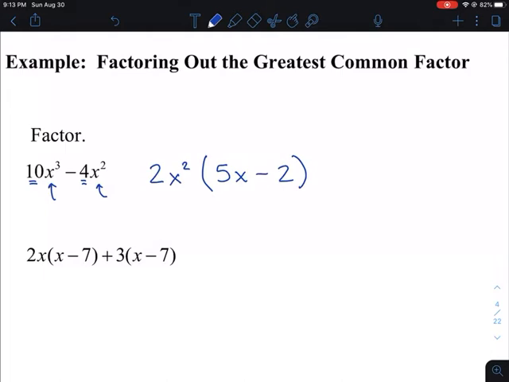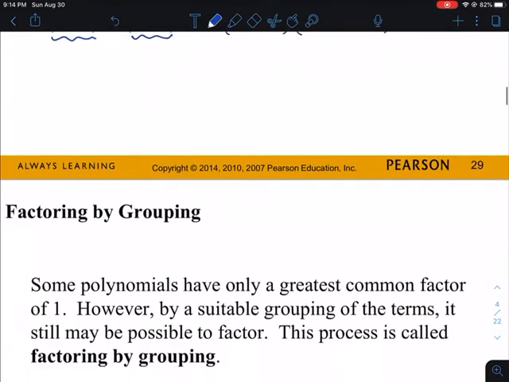If I look at the second example, I have 2x times the quantity (x - 7) plus 3 times the quantity (x - 7). Well, in this case, what's in common? They both have an (x - 7) in common, so that's what gets pulled out to the front. It has to stay in the parentheses. And then once I take those out, what am I left with? I'm left with a 2x and a plus 3. So greatest common factor may look a little different in some cases.